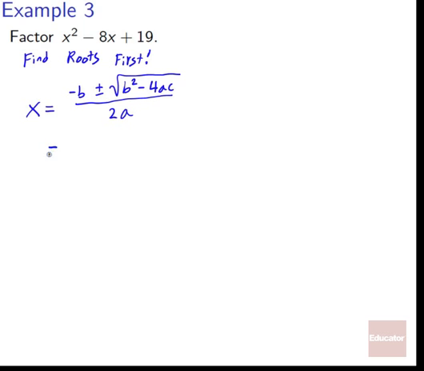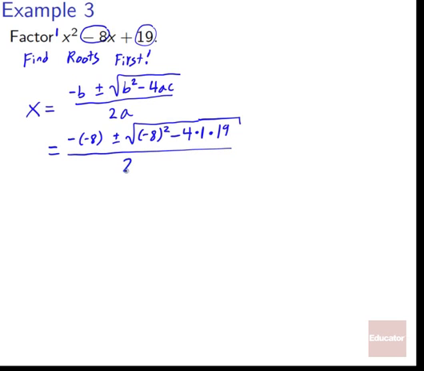All right, so what is our b? Our b is negative 8. So we plug that in: negative negative 8 plus or minus the square root of negative 8 squared minus 4 times, what is our a? Our a is 1, times 1, times what's our c? c is 19, times 19. Let's move that square root over all the way. 2 times a is 1 again, so 2 times 1, equals negative negative 8 gets us positive 8 plus or minus the square root of 64. What's 4 times 19? That's 76, so minus 76, all over 2.